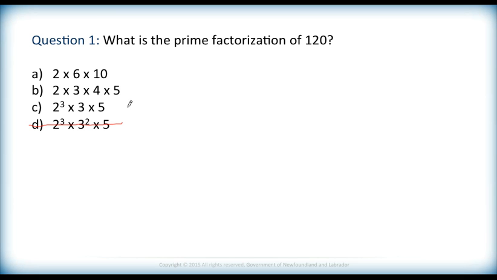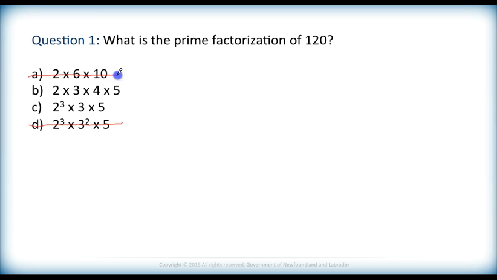Let's go back and look at option A. 2 times 6 times 10. 6 and 10 are not prime factors. 6 can be broken down into 3 times 2. 10 can be broken down into 2 times 5. So option A is no good. That doesn't follow the characteristics of prime factorization.